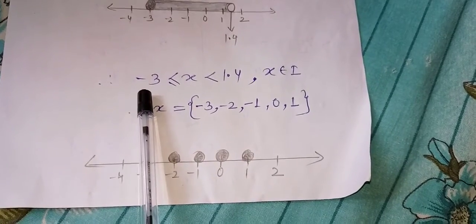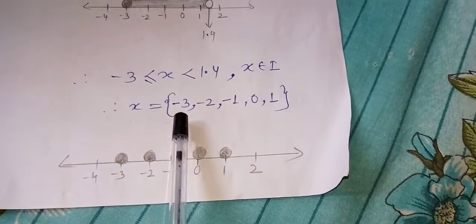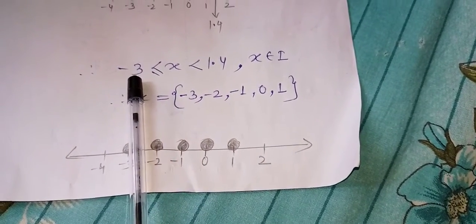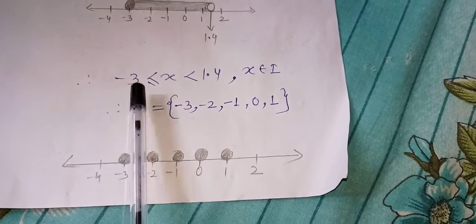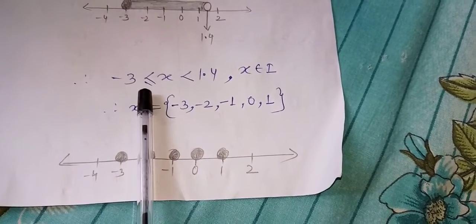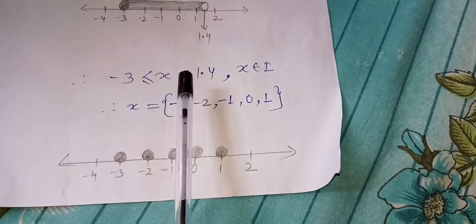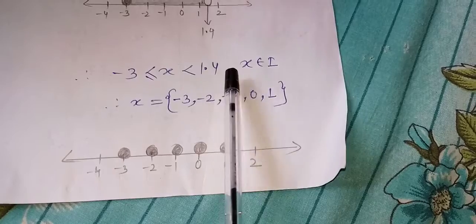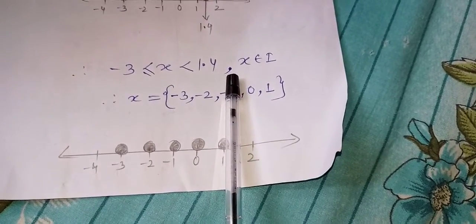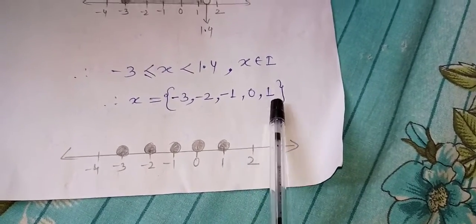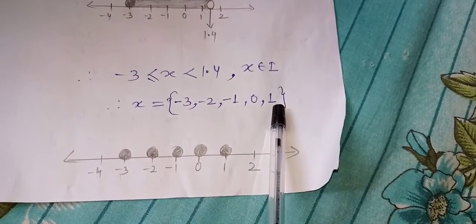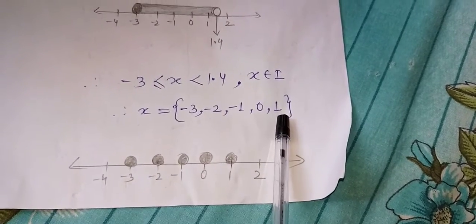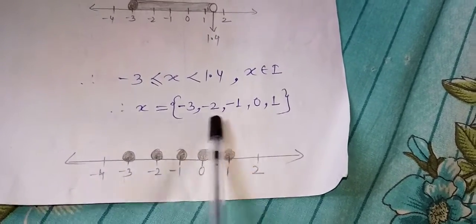So that means according to this solution set, I can say the value of x is greater than or equal to minus 3. That means minus 3 will be a value, and greater than minus 3 are minus 2, minus 1, 0, 1, 2, 3, and so on. But I took only up to 1. Why? Because x is less than 1.4. So the number very near to 1.4 is 1. That's why I have stopped at 1. So my solution set begins from minus 3 and ends at 1. So that way my solution set is ready.